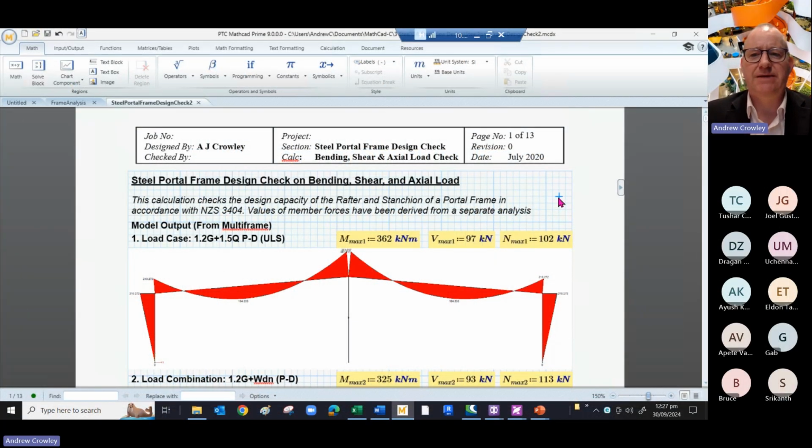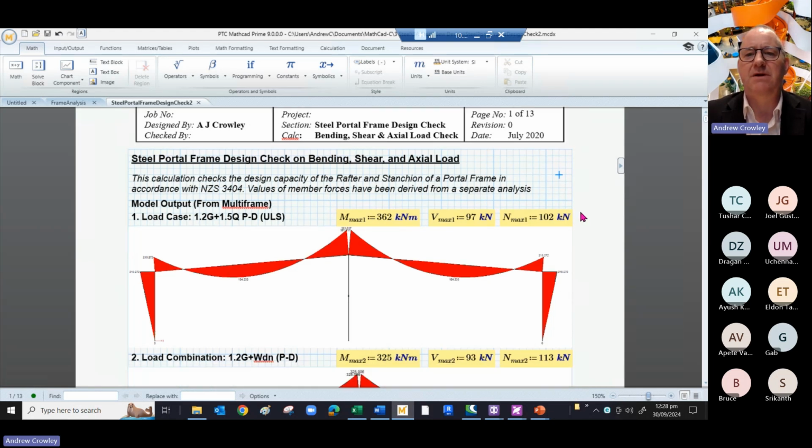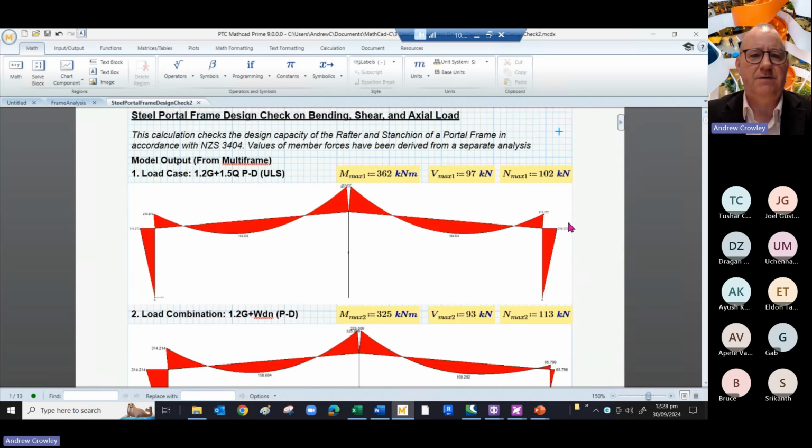So here is the Mathcad for the steel portal frame design check, and we're checking for bending, shear and axial load of our frame members. So we begin with a summary of the analysis results we got from Multiframe. For each of the load cases here, we've got the 1.2 dead plus 1.5 live, following a P-delta analysis. And our maximum moments, shears and axial forces are given here.